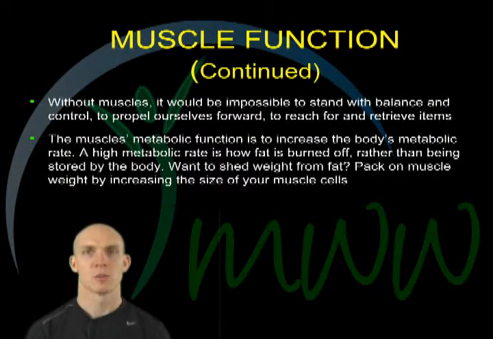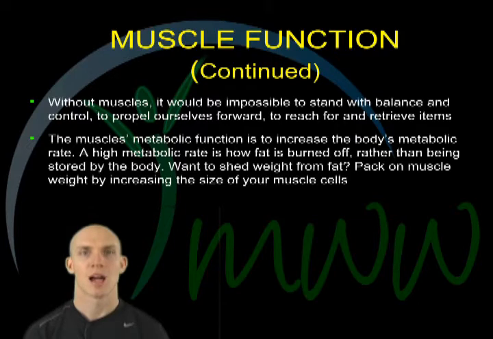Without muscles, it would be impossible for us to have enough balance and control to stand, to move ourselves forward, or to reach for and retrieve items from overhead. Muscles have a metabolic function in that they increase the body's metabolic rate. A high metabolic rate means fat is burned off, rather than being stored up by the body. Want to unpack weight from fat? The fastest way is to pack on muscle weight by increasing the size of your muscle cells.